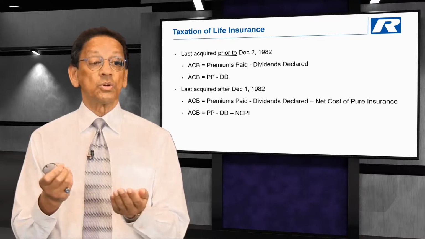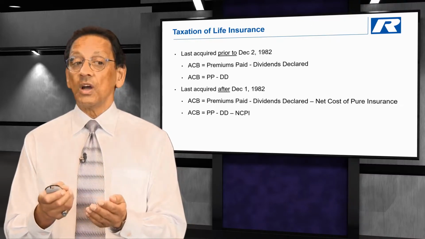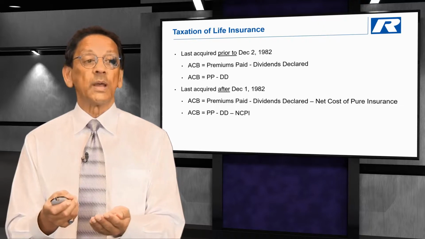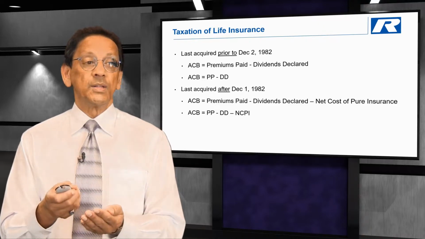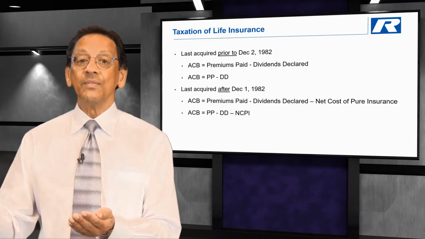If I had a term insurance policy, my adjusted cost base would simply be the total premiums I paid because term policies do not pay dividends.